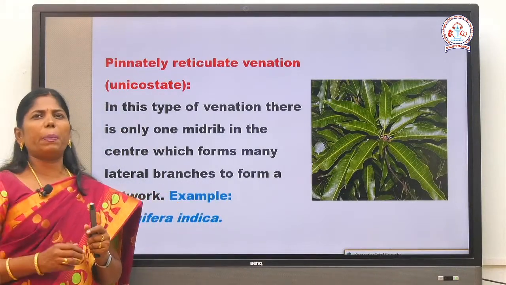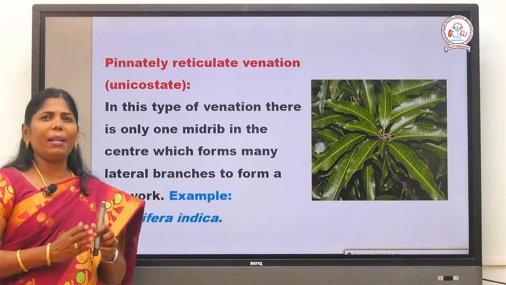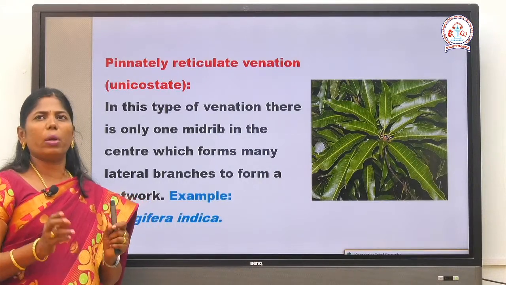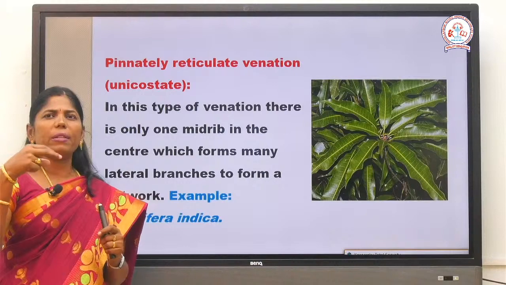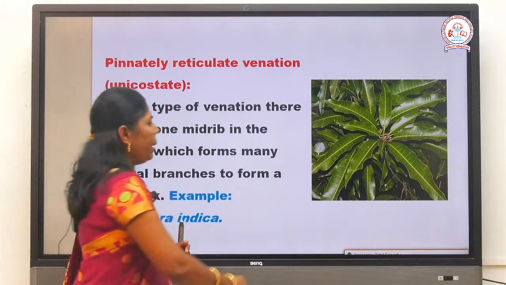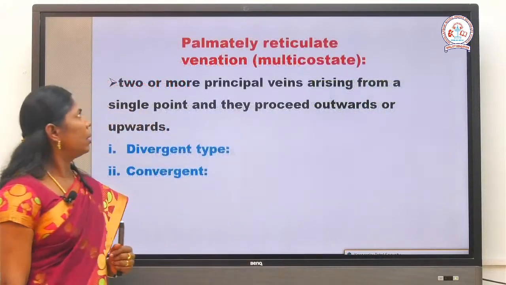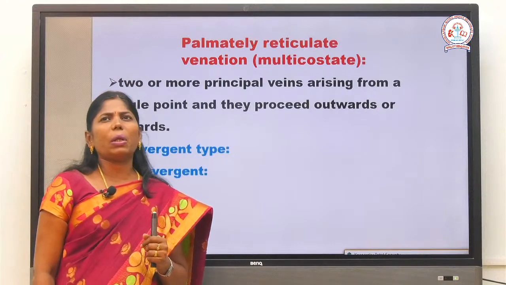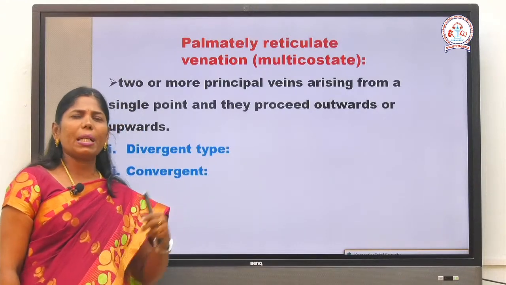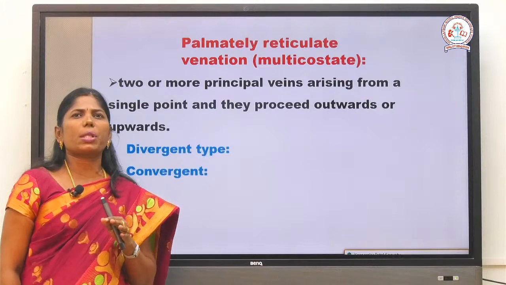Only one midrib is present here, which forms many lateral branches to form the network. So the tip of the leaf is here, a feather-like structure. Pinnae means feather. Next one is palmately reticulate venation. That is multicostate. That is unicostate.